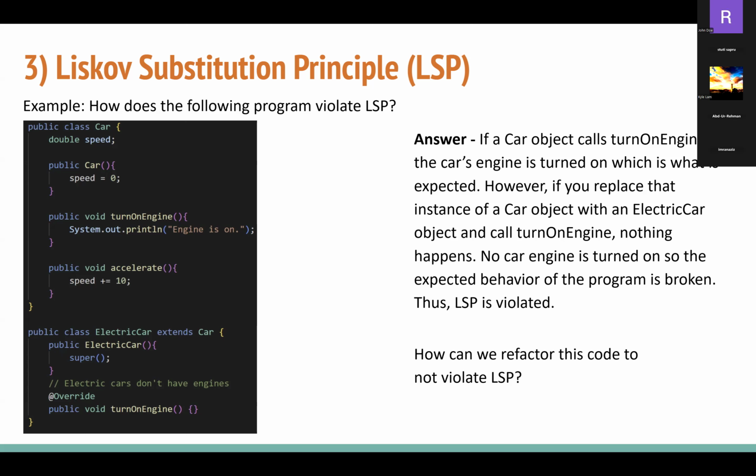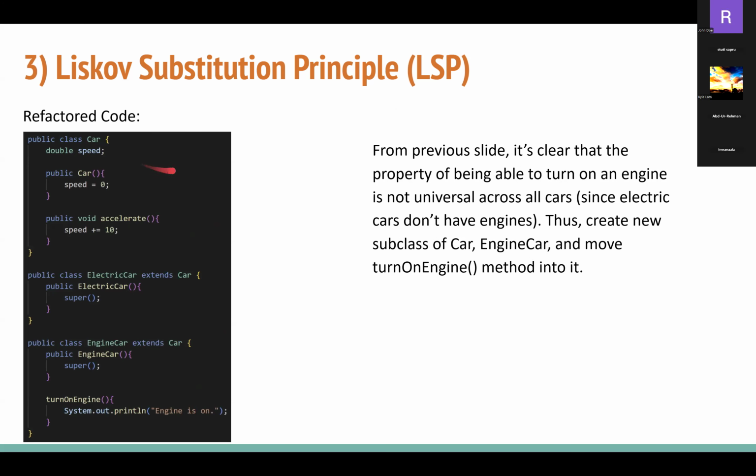The solution I came up with was, okay, you have your car class, right? And you had your turn on engine method in that car class, right? But it's clear from electric car, which is a subclass of car, that not all cars have engines. So what you could also do is create a new subclass called engine car, and then just move the turn on engine from the car class into the engine car class. That's also another solution, a way of approaching things.